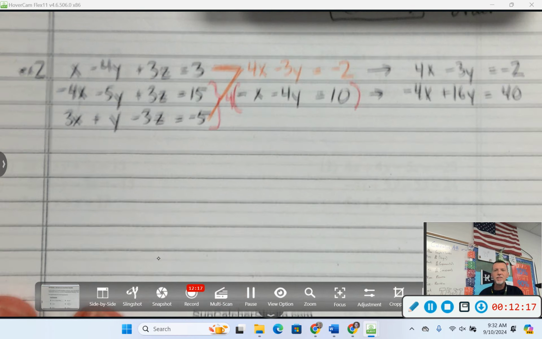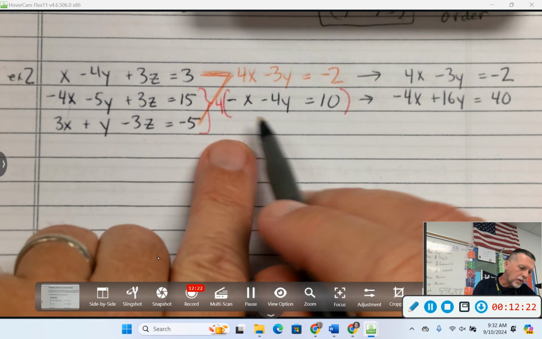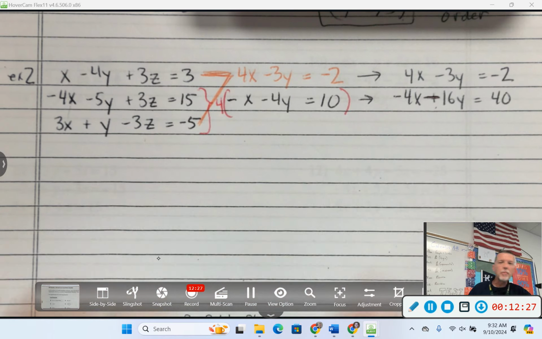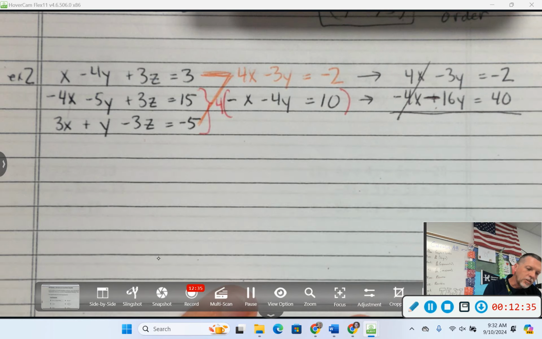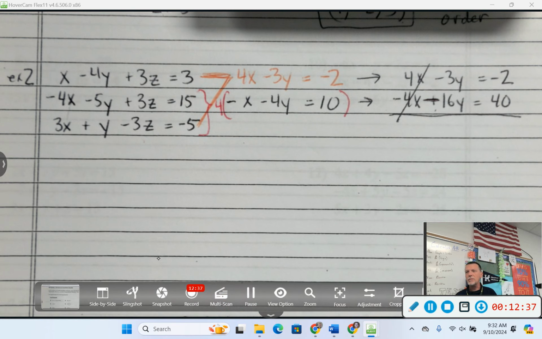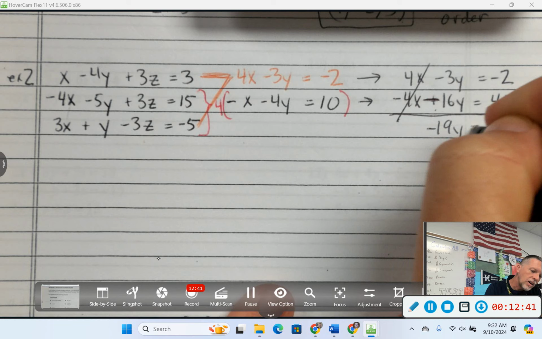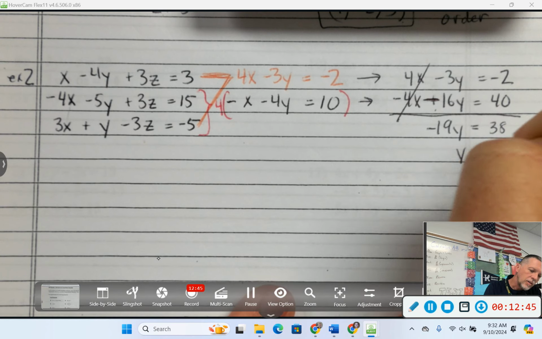Uh-oh, I must have messed something up. Hands are up all over the place. What'd that mess up? That should be negative 16y. Yep. Okay, now I can add those. The x's will go away, like we rigged that to happen. We meant for that to happen. Negative 19y equals 38. So y equals negative 2.